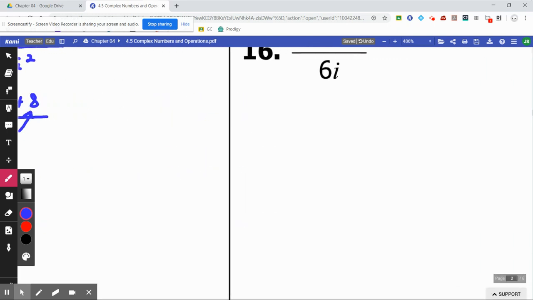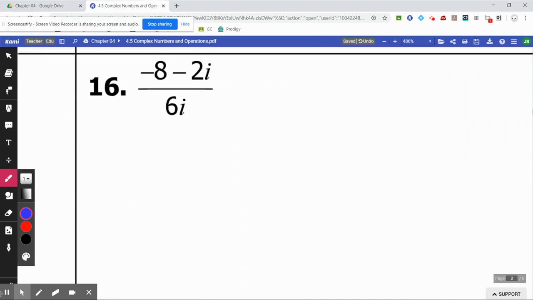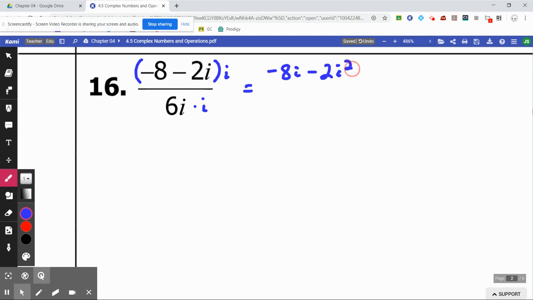And the next one, number 16. An i on bottom we can get rid of by multiplying top and bottom by that i. So the top is now negative 8i minus 2i squared. On bottom, you have 6i squared.